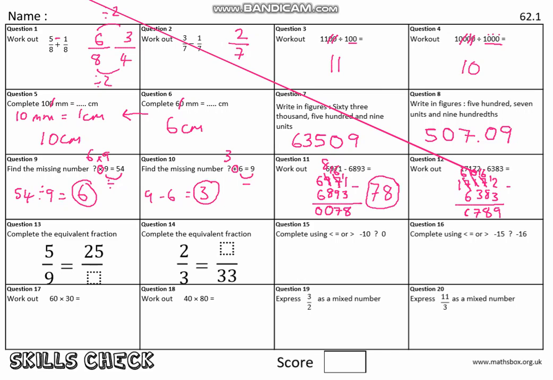6 from 6 is 0. An imaginary 0 there. So 0 from 1 is 1. So we should have 10,789 as our final answer for that one.